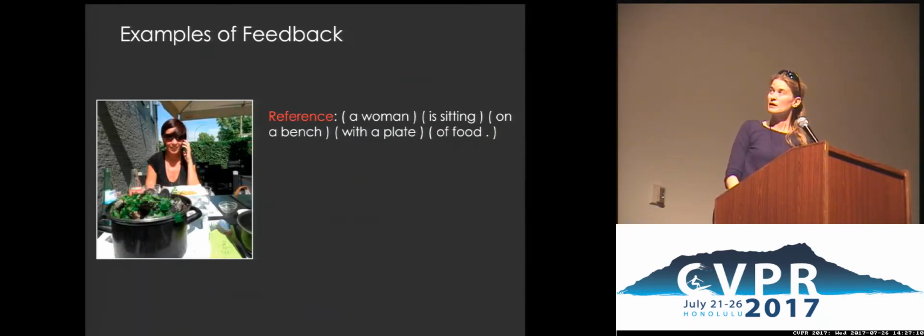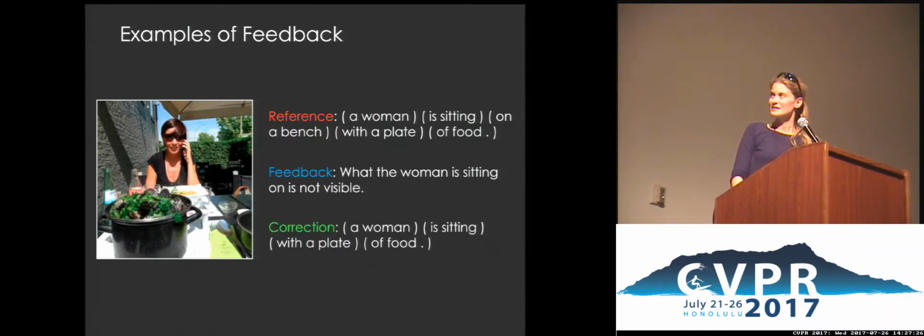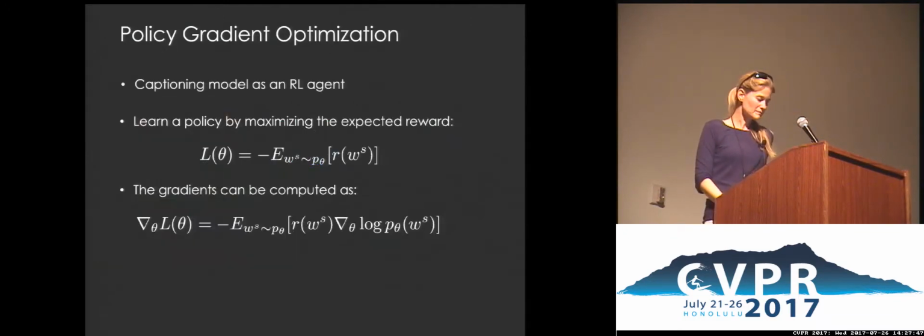This is just some examples. On top is the reference: a woman is sitting on a bench with a plate of food. This was the feedback: where the woman is sitting is not visible, so this annotator is a bit of a pain. And this is how they corrected it, right? They just removed "on a bench," essentially, which goes along with their feedback. Some other example: a man riding on a motorcycle on a city street, and there is a man and a woman, not just a man. So here they're not telling you what was wrong. And then the correction. All right?